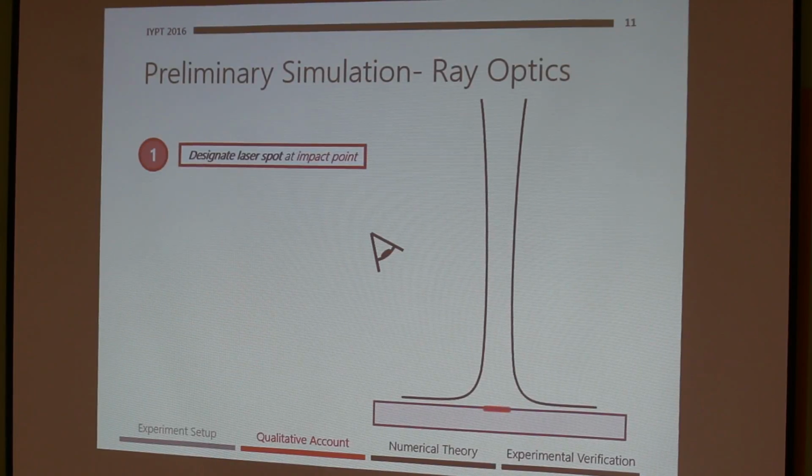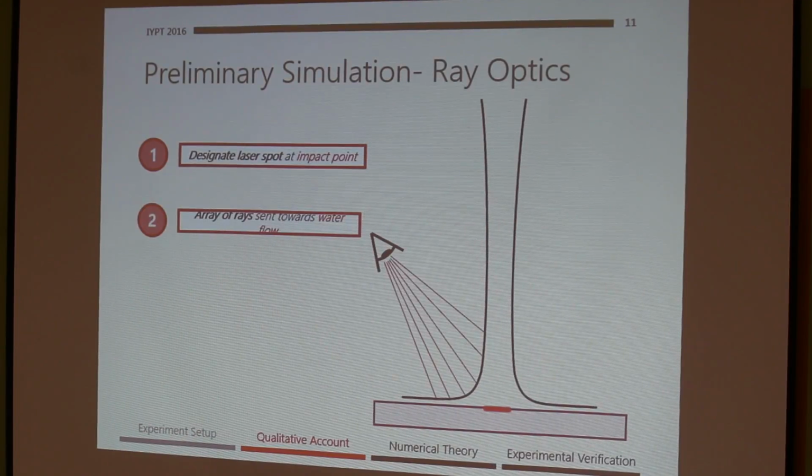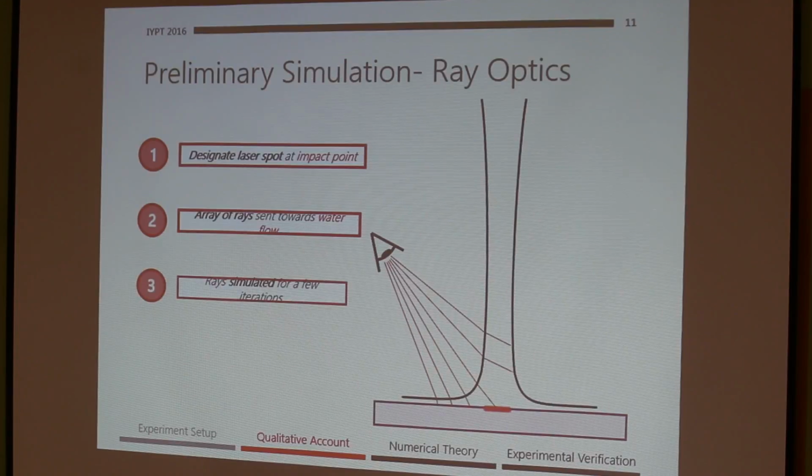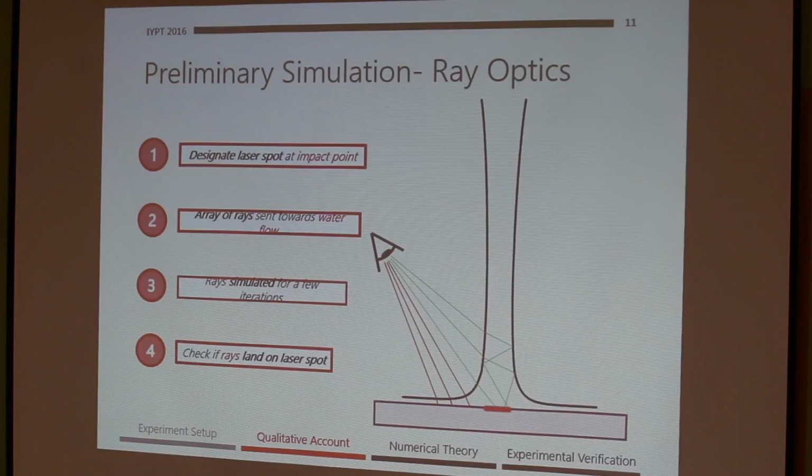We first designate a point at the bottom of the white tile as a laser spot, and then we send an array of rays from the observer to the water flow, and we simulate its path through the system for a few iterations. Finally, we then check which of these rays land on the laser spot, and we select them. As you can see, these green rays are the ones that eventually hit the laser spot. So using the principle of reversibility of light, if diffuse light is emitted from this laser spot, these light rays will actually follow the green paths to reach the observer, and then we can use these light rays to intersect with the water flow to obtain the predicted positions of the light rings.